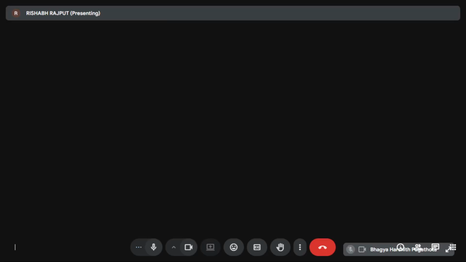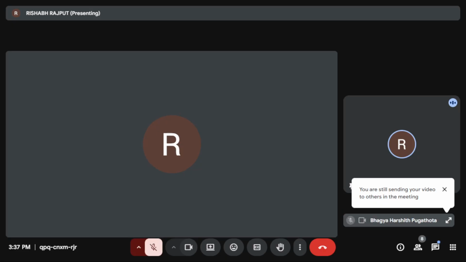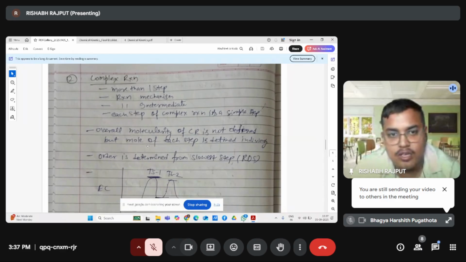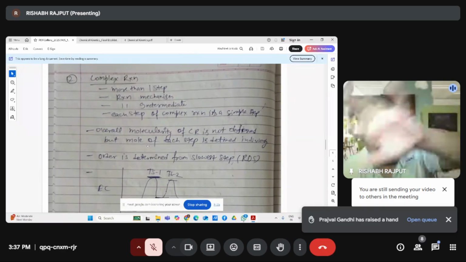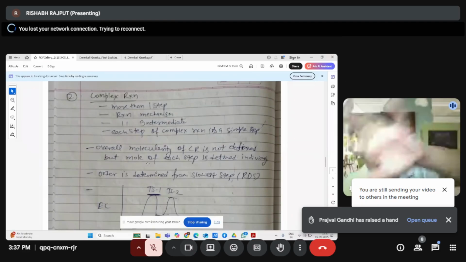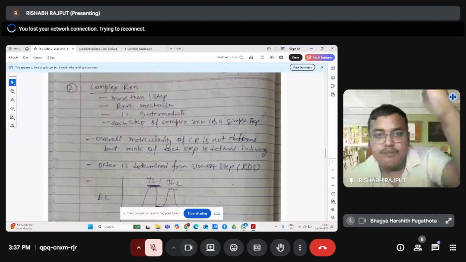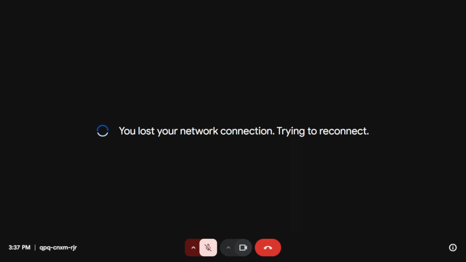In this reaction, a reaction mechanism is possible. A reaction intermediate is also possible. Each step of a complex reaction is a simple step. And the next point is that the molecularity of a complex reaction is not defined, but the molecularity of each step is still defined individually.